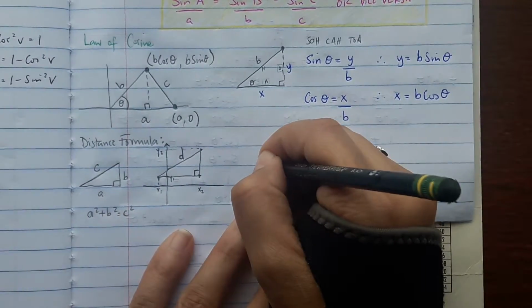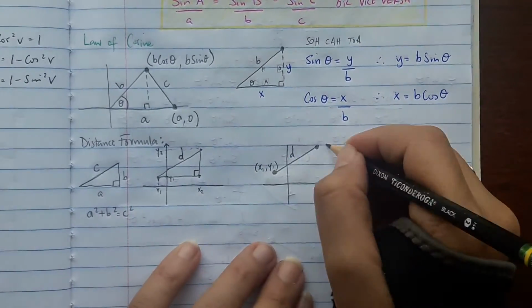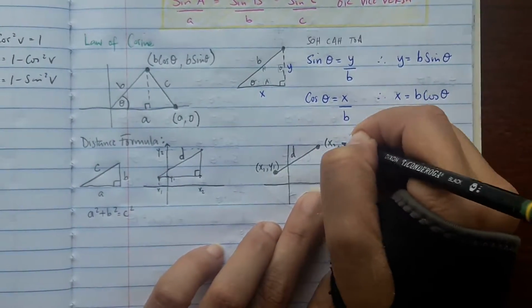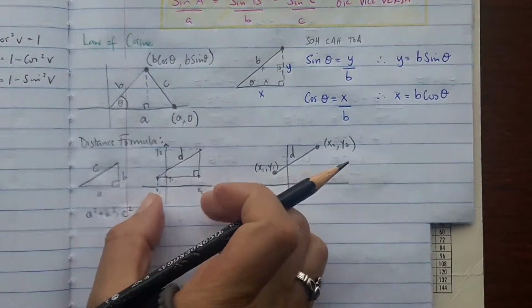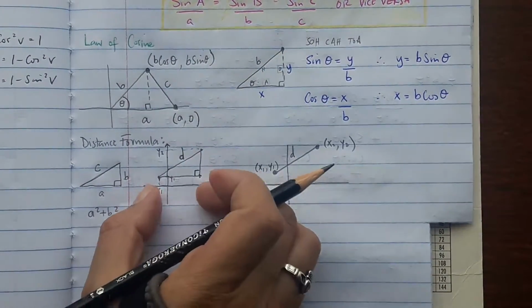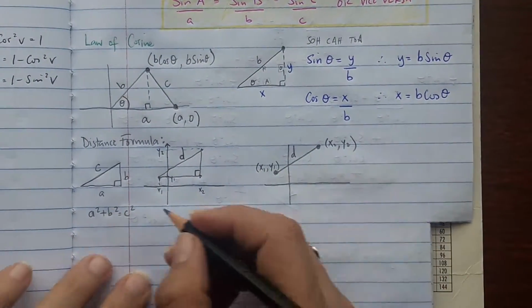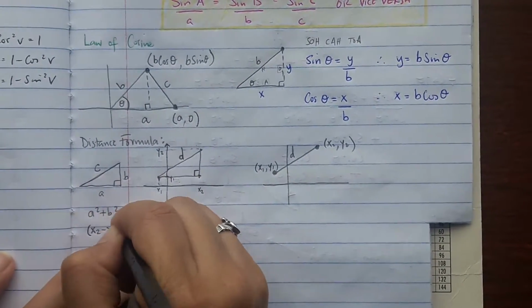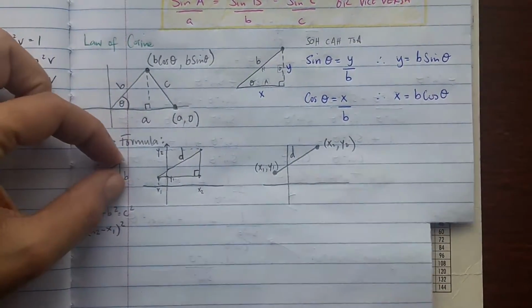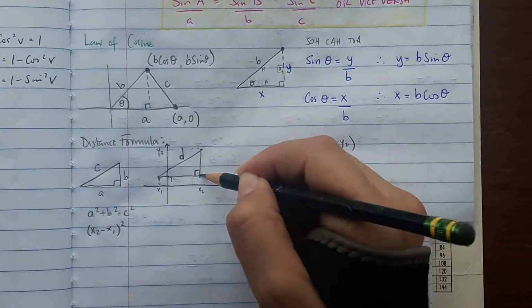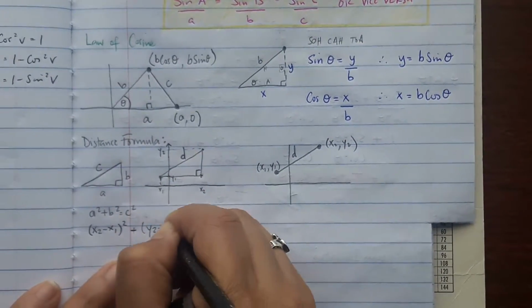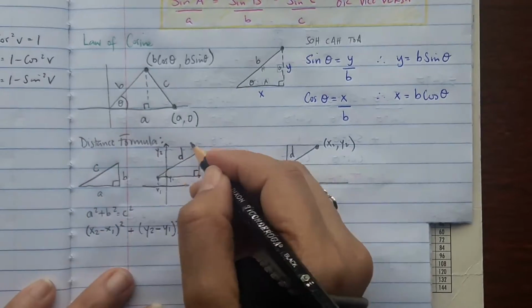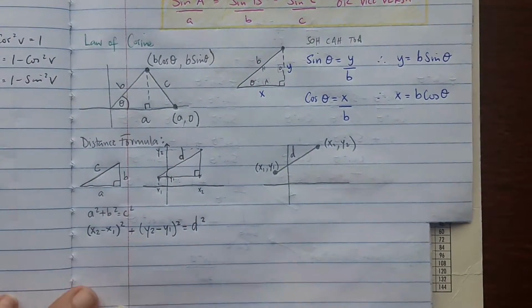So first you need to know what that coordinate right there is. Pythagorean theorem says take this distance, square it, plus that distance squared is equal to d squared. So what is that distance there? Well, that distance is going to be x2 minus x1. Square it, plus that distance there, which is y2 minus y1. Square that, and that's going to give you c squared, which is now d squared.